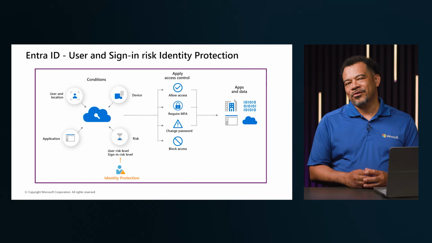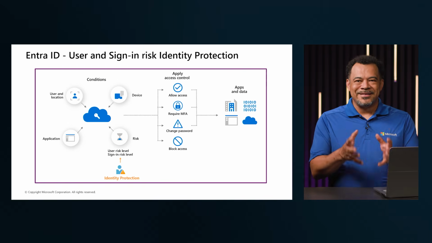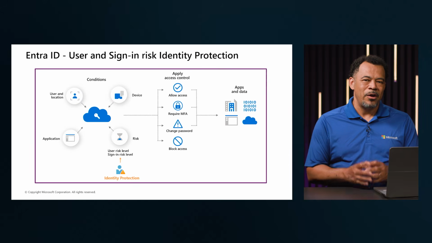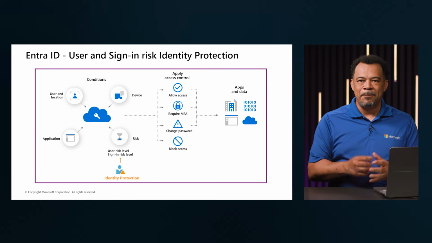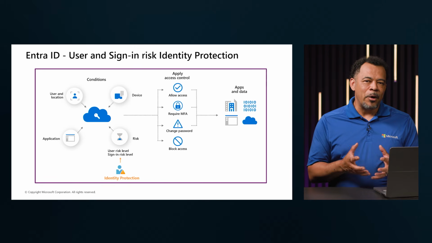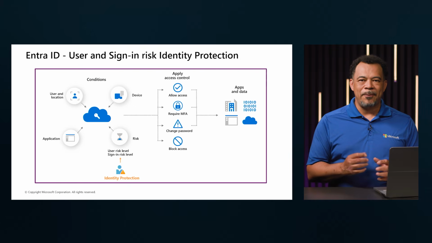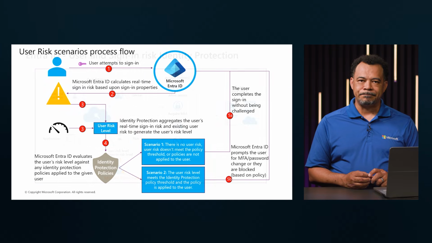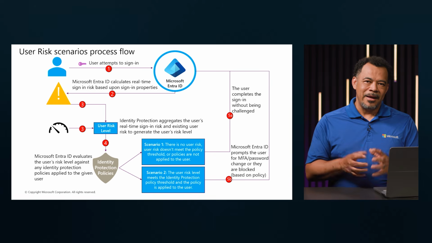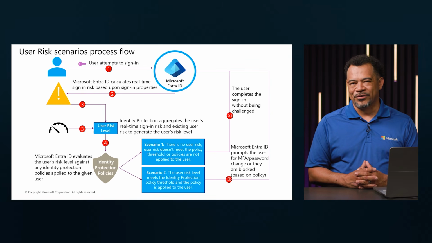So how do they work together? User risk is more persistent and tied to the identity itself, whereas sign-in risk is event-based and tied to a specific login attempt. Both can be used in risk-based conditional access policies to automate protection and remediation. Here you can see the process that's used to determine the user's risk level.